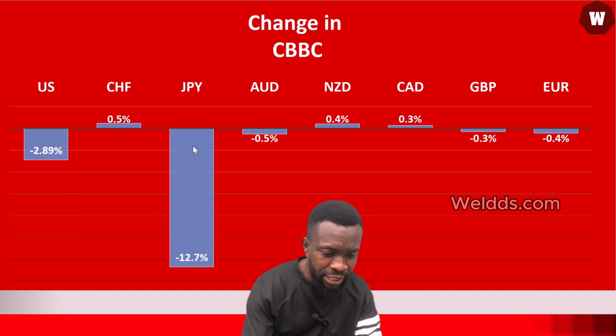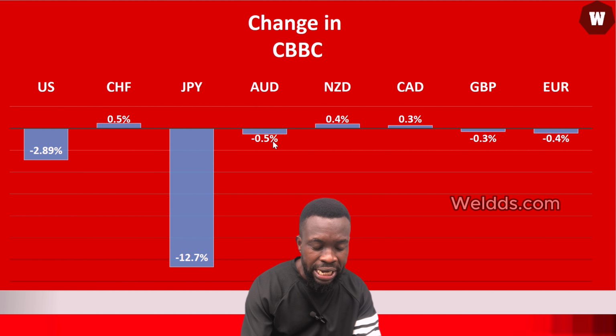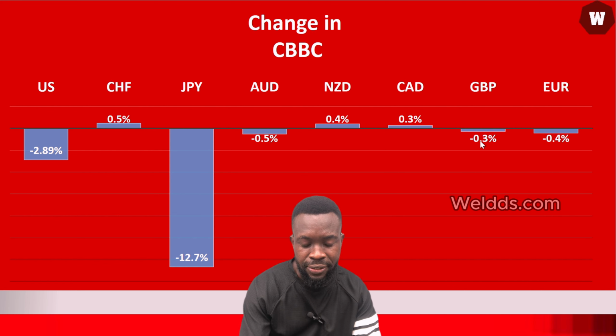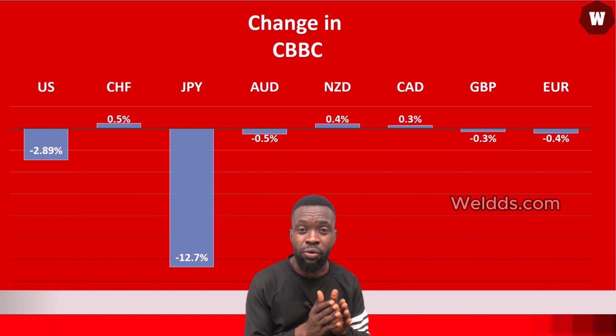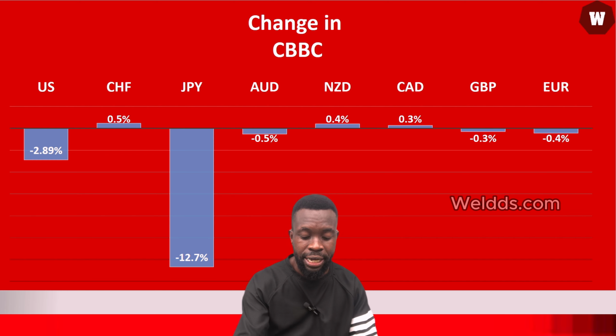Switzerland had a slight increase. Japan had the greatest decrease, which is around minus 12.7%. Australia had a slight decrease. New Zealand had a slight increase. Canada had a slight increase. Great Britain had a slight decrease. Euro area also had a decrease. And there are calculations we do in the background to arrive at the trading bias.